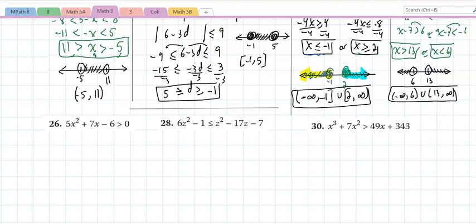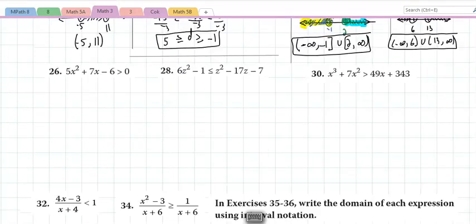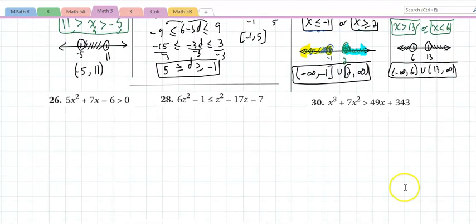Okay, now we continue on number 26. Oops, spelled the surprise. 26, we're looking at that problem. This is a quadratic inequality.